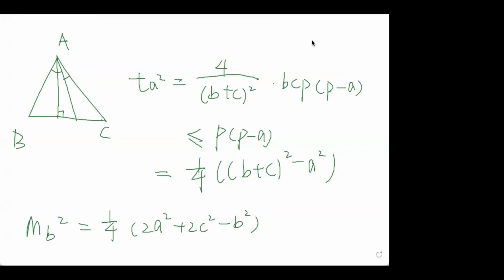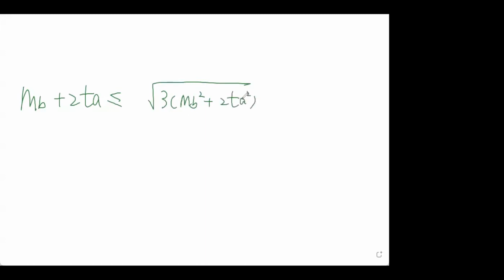And I need to clear this up. Maybe I should write smaller. If you use Cauchy with MB and TA, you could actually get that MB plus 2TA is smaller than or equal to square root 3 plus MB square minus 2TA square. I will just write this down quickly. And this is smaller than or equal to 3 MB square plus 2TA square.